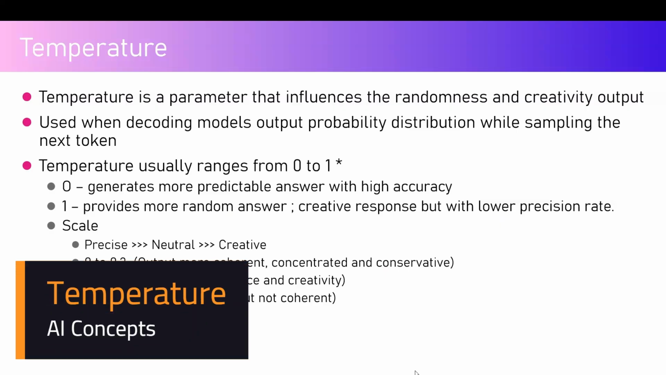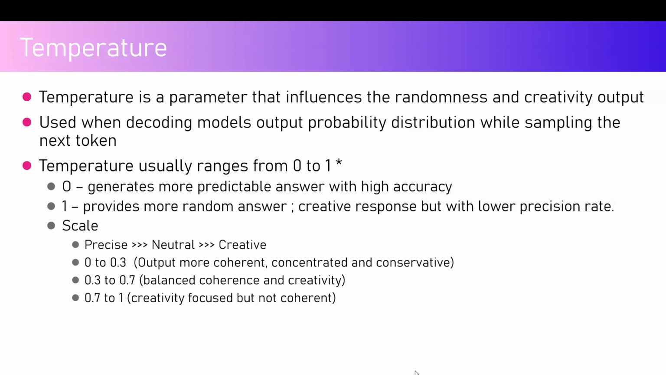In this video, I'm going to talk about a concept in AI known as temperature. Now, what is temperature in artificial intelligence terminology? Temperature is basically a parameter that influences the randomness and creativity of the output. It is used on the model's output probability distribution while sampling the next token.